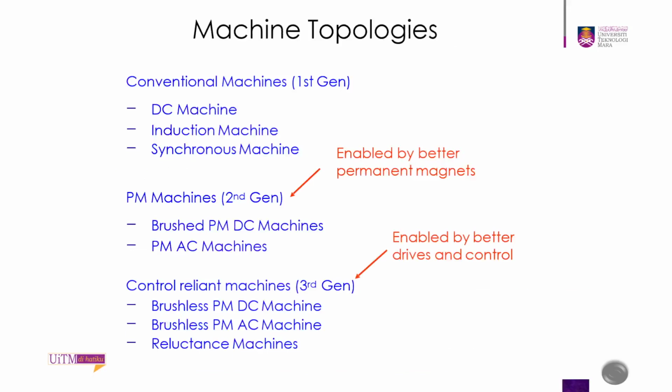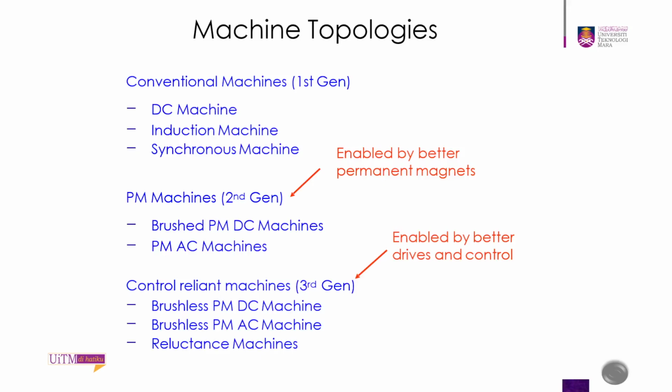And next is machine topologies. Yes, we start with the first generation of conventional machines, and this is categorized by DC machine, induction machine, and finally the synchronous machine. The three conventional machines that we have covered in electrical machines. I'm not sure whether it's semester 3 or semester 4. We have covered the operation of DC machine, induction machine, as well as synchronous machine. And that is the first generation.